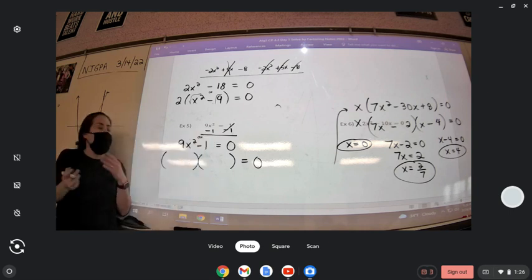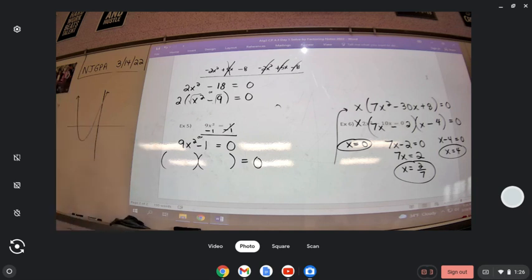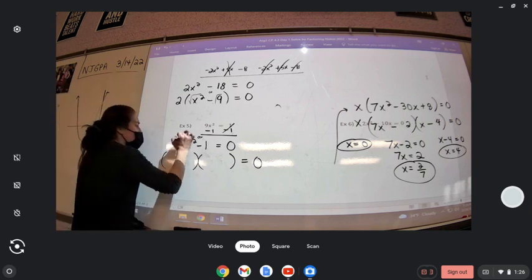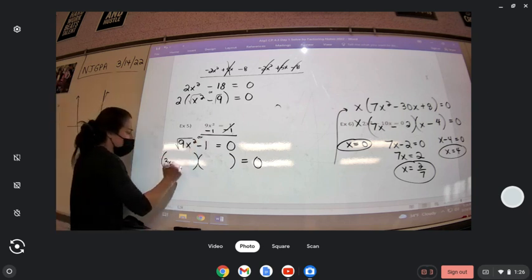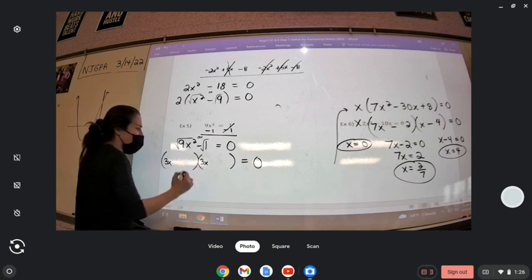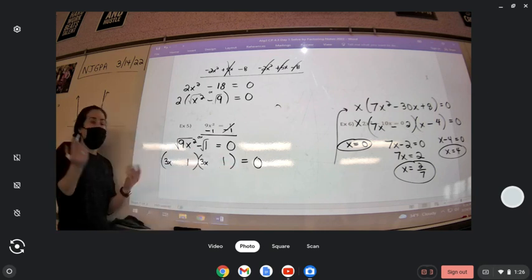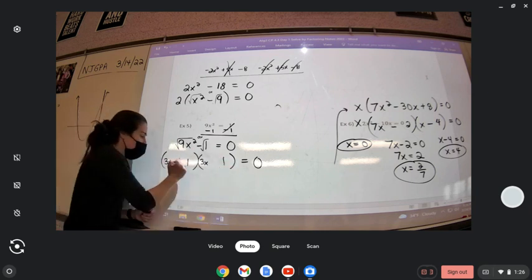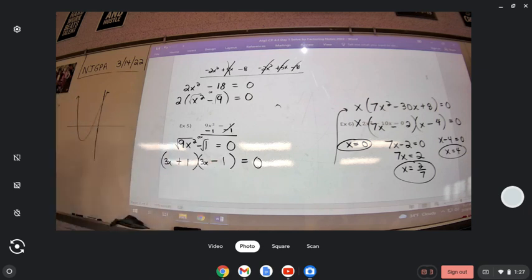0. You can do that. Or, does anybody recognize who 9x squared minus 1 is? The difference of 2 perfect squares. So take your square roots. What's the square root of 9x squared? 3x, 3x. What's the square root of 1? 1 and 1, and you need what signs? Positive and negative. It doesn't matter what order, I always put positive first.